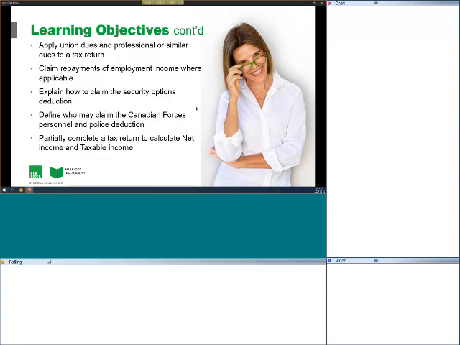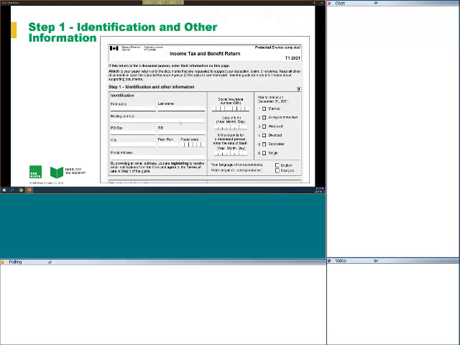We're going to talk about union dues. We're going to talk about some employment income repayments. We're going to talk about something called security options deductions. We're going to talk about Canadian Forces deductions. And again, we're going to make sure we can get to the end of the taxable income section. If I'm saying a bunch of words you don't know, I shouldn't be because I'm sure you've all read your homework. But if there's terms that are confusing to you, we'll explain them in more detail as we get to them. So let's jump into the very first page.